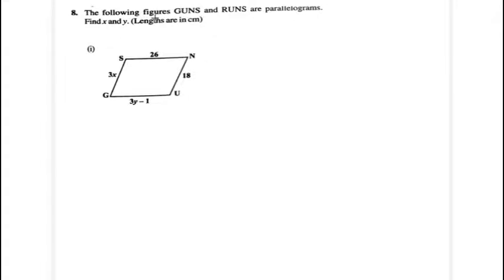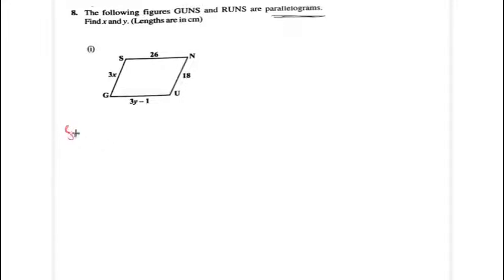The following figures GUNS and RUNS are parallelograms. Find x and y, lengths are in centimeter. Number 1, this is the figure GUNS. It is already given that it is a parallelogram. So parallelogram means what here? First of all, what is given? The measurement of the sides are given. And we know that in a parallelogram, opposite sides are of equal measure. So we will start like this.